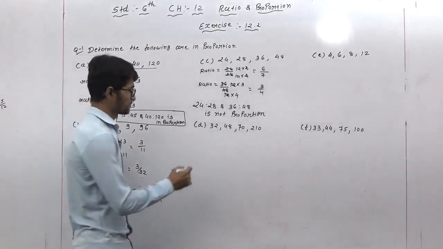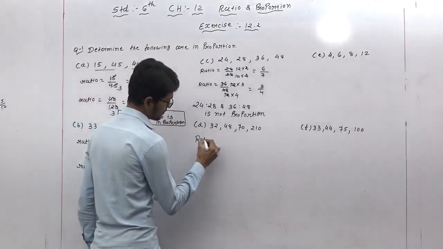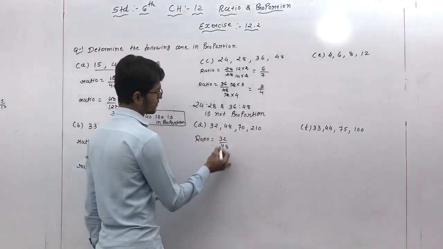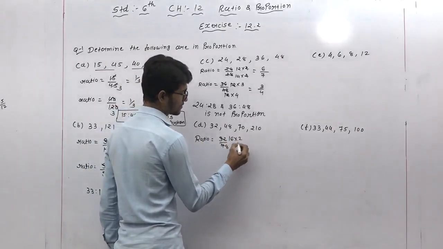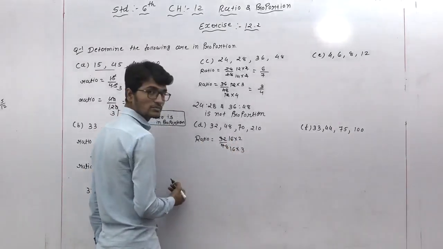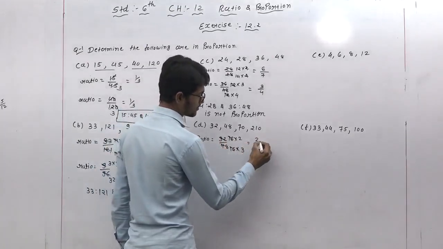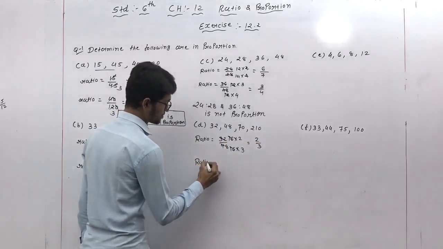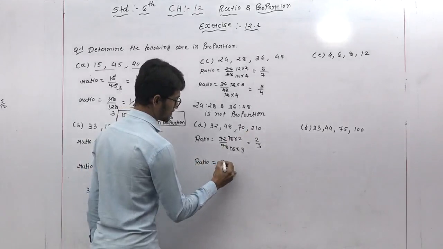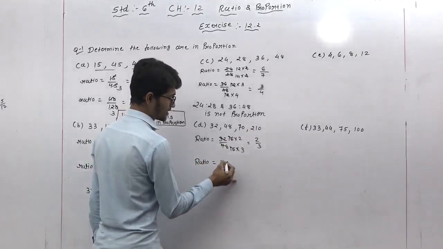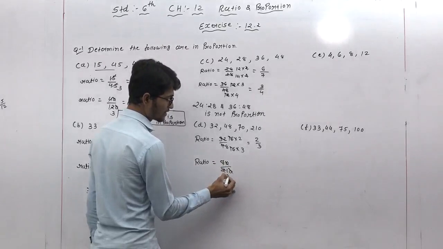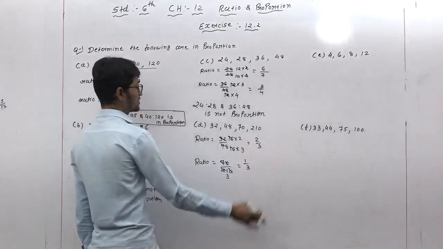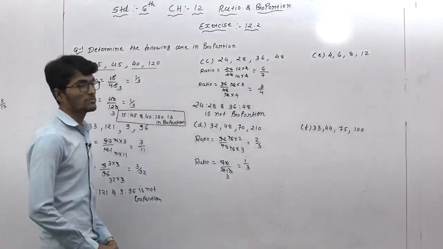Next question, D. Find the ratio 32 by 48. 16 2s are 32, 16 3s are 48, 16 cut, 2 by 3. Again we have to find the ratio 70 by 210. 0 0 cut, 7 3s are 21, here remaining 1 and 3. So in this one the ratio is 2 by 3 and here the ratio is 1 by 3.